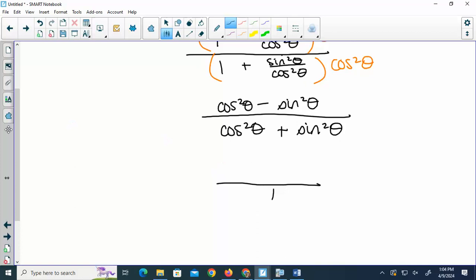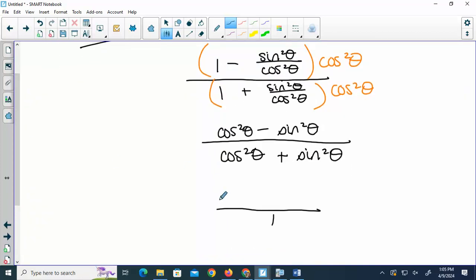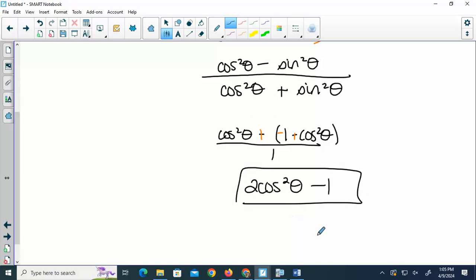The other option, if you look at your goal, the only thing we want is the cosine. What can you change sine squared to? 1 minus cosine squared, from my favorite Pythagorean identity. So just different options, they're all going to get us there. If you have that negative, you would distribute it. Cosine squared plus cosine squared is 2 cosine squared, plus a negative 1 is minus 1, and the denominator we could drop, and that's what we wanted.